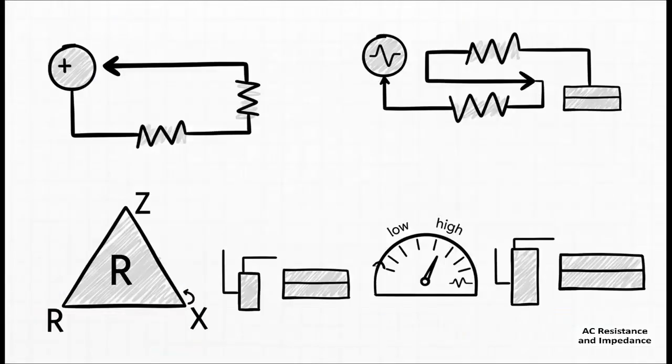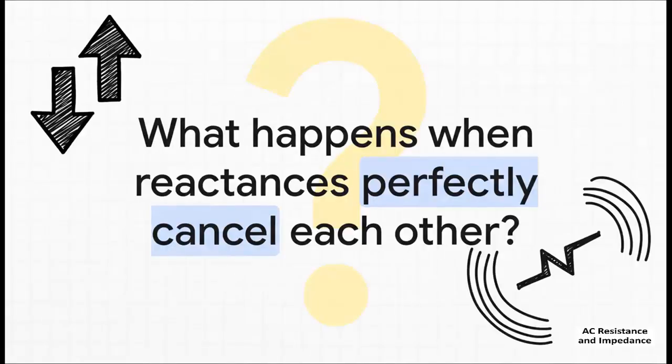So let's do a quick recap. In a DC circuit, all you have is resistance. Simple. In an AC circuit, the total opposition is called impedance. And impedance is a combination of that simple resistance and this new thing, reactance. And the most important part, reactance changes with the signal's frequency, which means the total opposition of your circuit changes with frequency too.